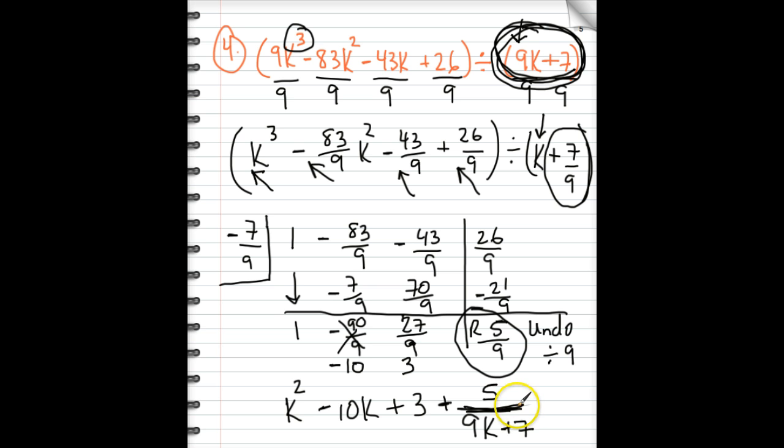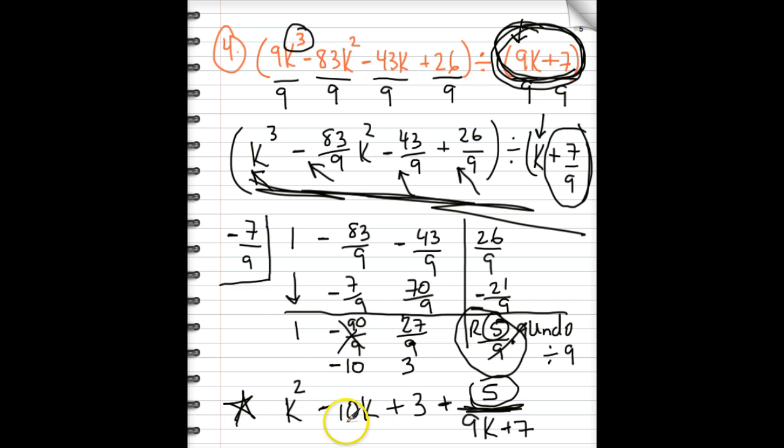Okay, so this is the proper way to do the remainder here. It's 5 over the original divisor of 9k plus 7. So you don't want to do 5 ninths over the denominator here. You want to undo whatever you divided by all the way. We divided everything here by 9, so you want to undo that. The opposite of dividing by 9 is times 9. Those would cancel, so you're left with 5, which goes right here. And this is your final answer: k squared minus 10k plus 3 plus 5 over 9k plus 7.